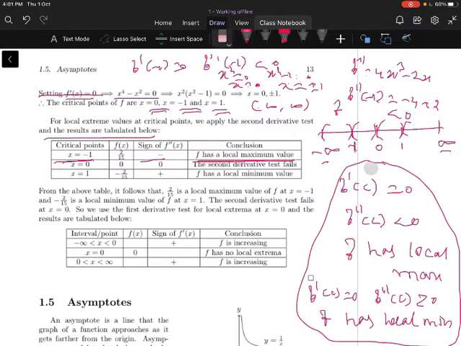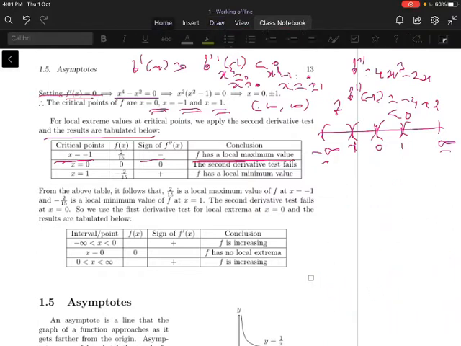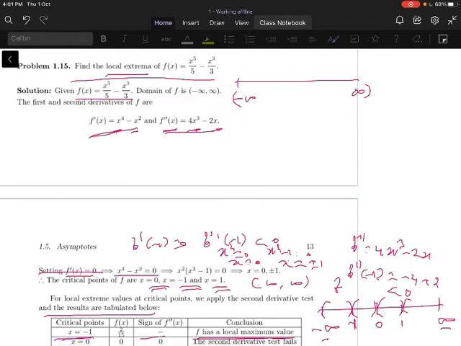To find the local maximum value, substitute x equal to minus 1 in the given function. So let us take the given function. What is the given function here?